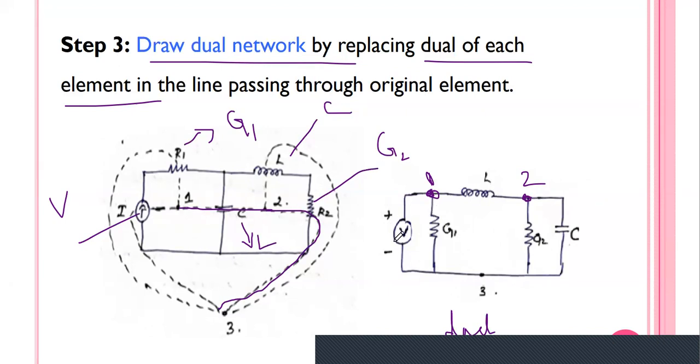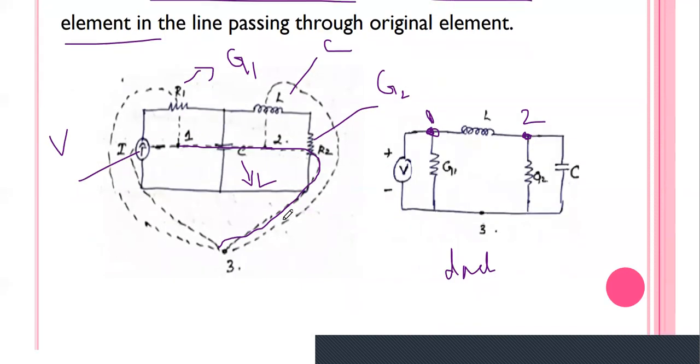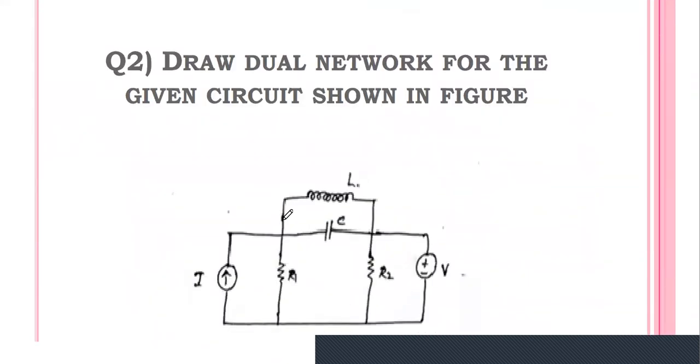So you just replace it with a voltage source, and here the resistance is replaced by conductance, and similarly the inductance is replaced by capacitance, and so on. So this is the dual network for our given circuit. It is an 8-mark question. Similarly, we are going to see another question.